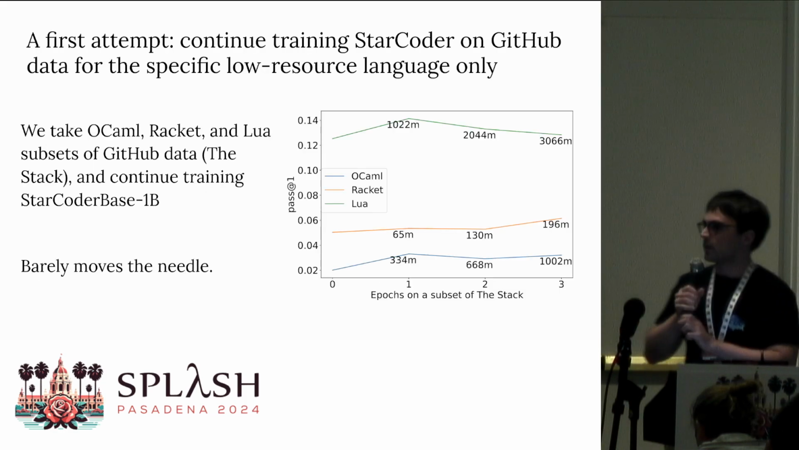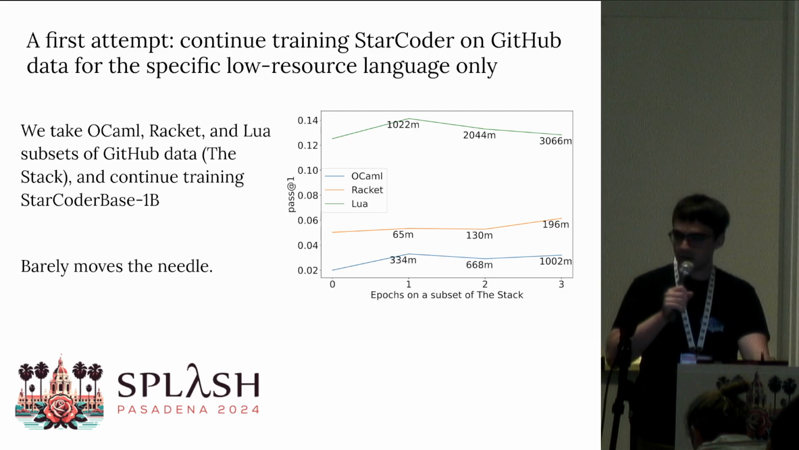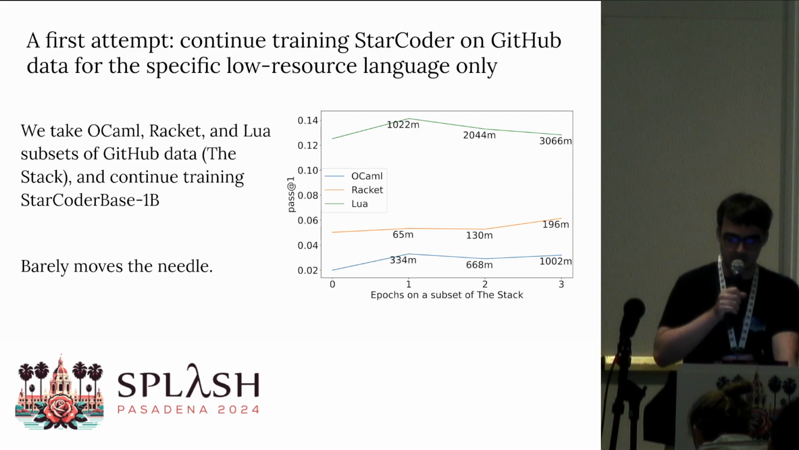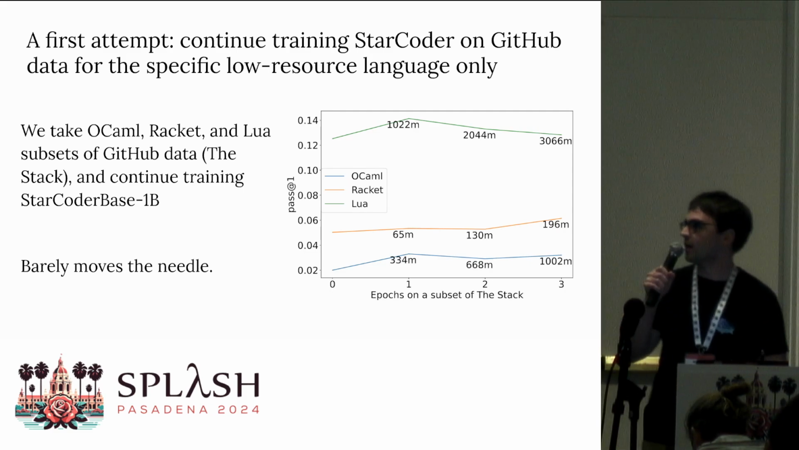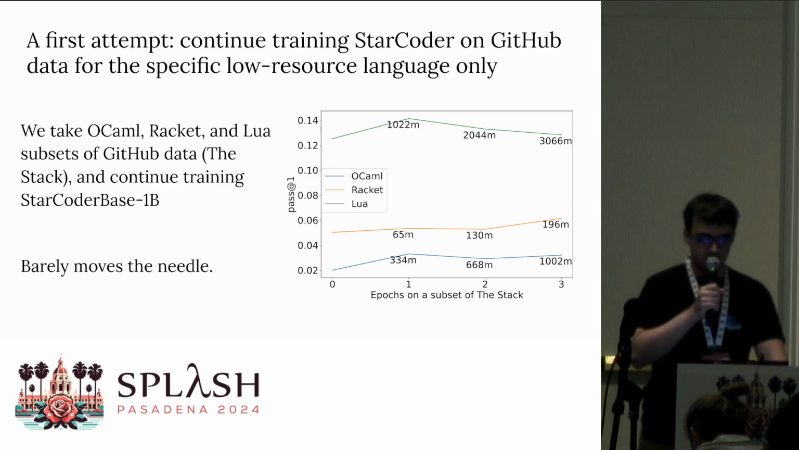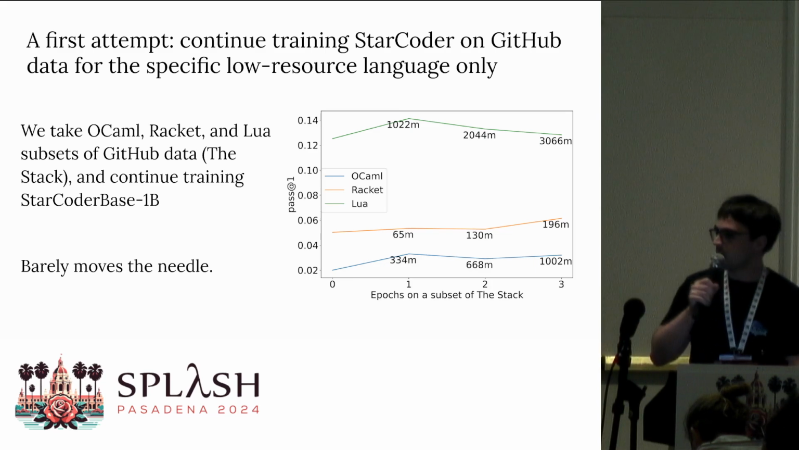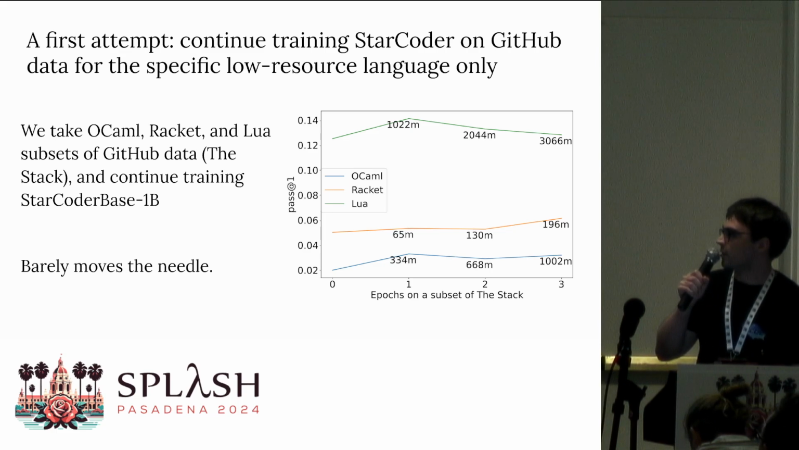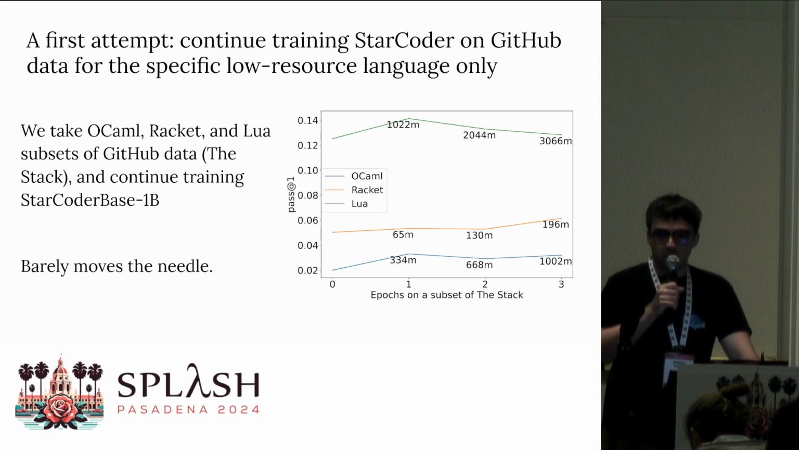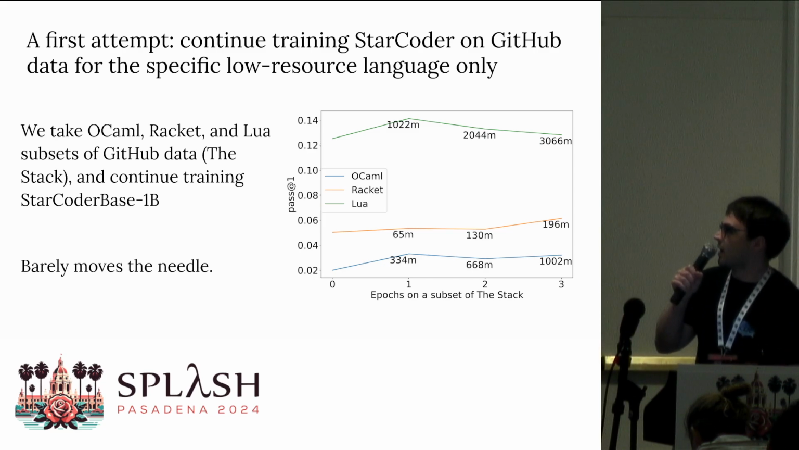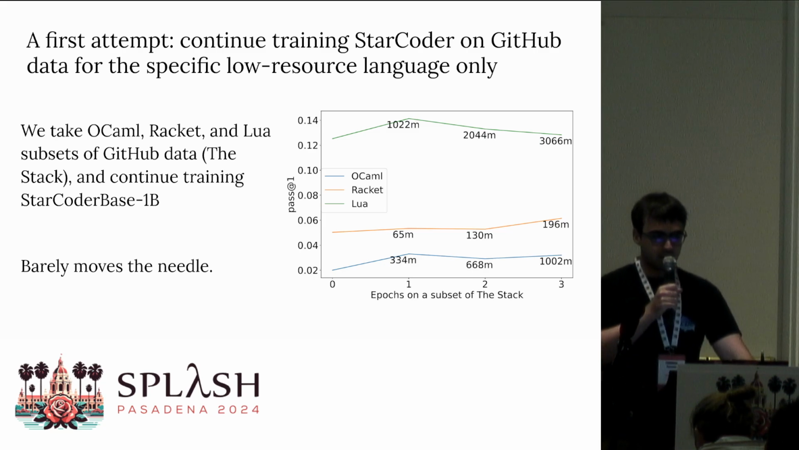So what can we do to make these models good at these languages? The first obvious attempt is, okay, we can just take the GitHub data we have for these languages and continue training the model, right? And so this is what we did with the StarCoder-based 1B model, but this barely moves the needle. So then what can we do? This is literally all the data we have. Where else can we get this data other than GitHub?